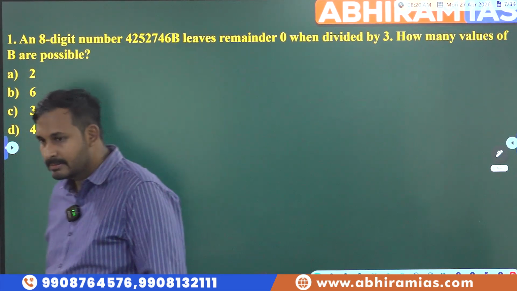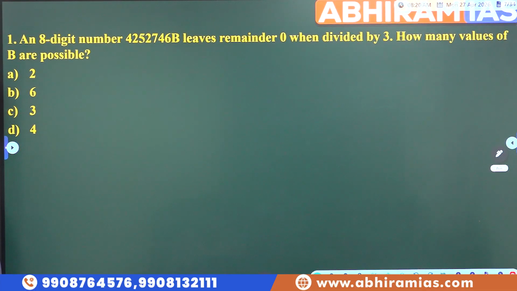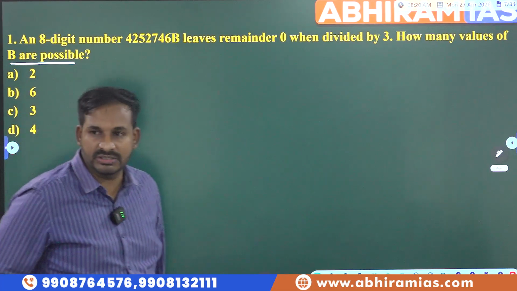Please see here. An 8-digit number, as given, leaves remainder 0 when divided by 3. How many values of B are possible? I need to find how many values of B are possible here.